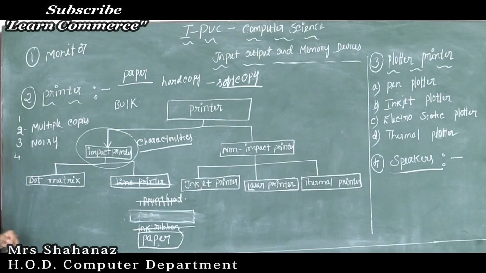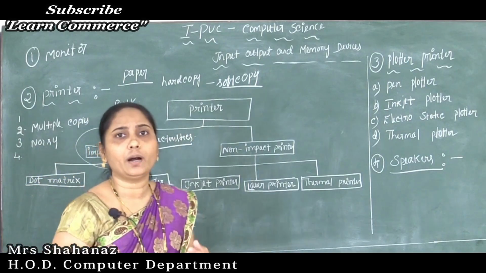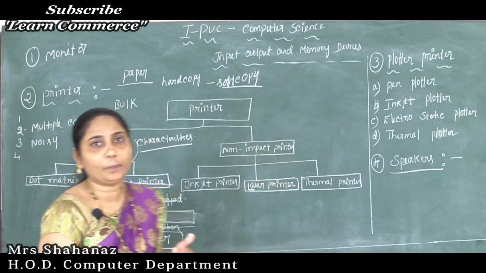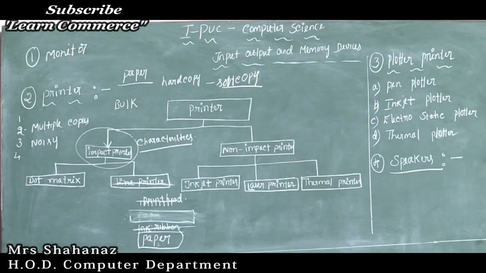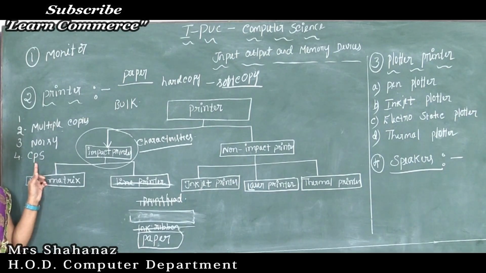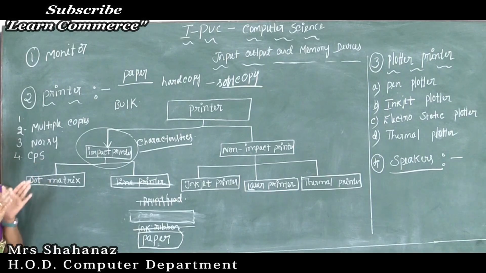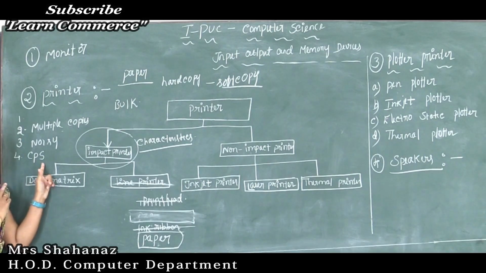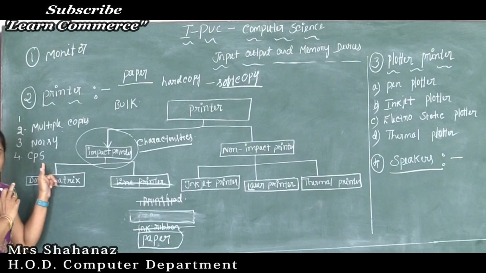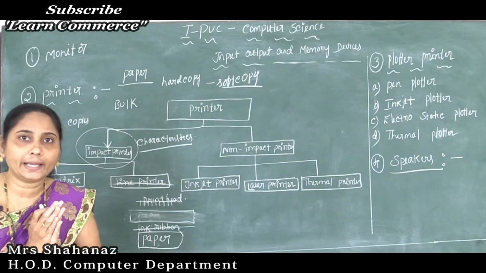And maybe I want to measure the speed of the printer. So how am I measuring the speed of the printer? We can say the impact printer speed can be measured using a measurement called CPS. What's the full form of CPS? The full form of CPS is characters per second. Depending on how many characters are going to be printed at one time, in one second, we can calculate the printing speed. Clear this point? So it is measured in characters per second.